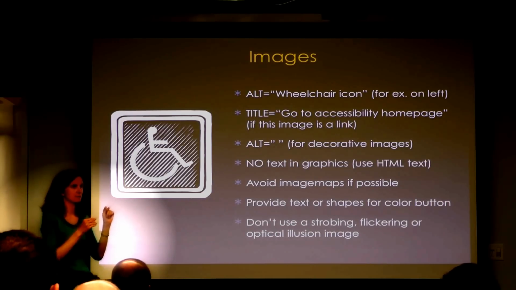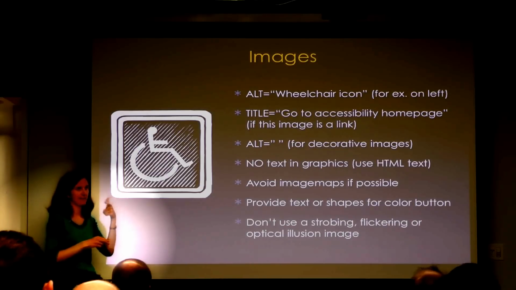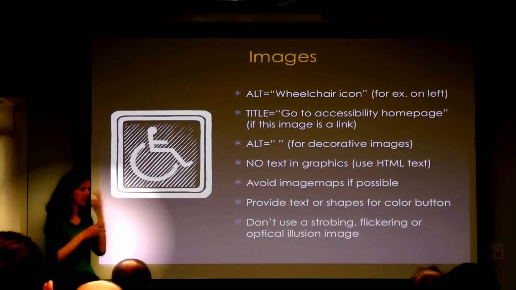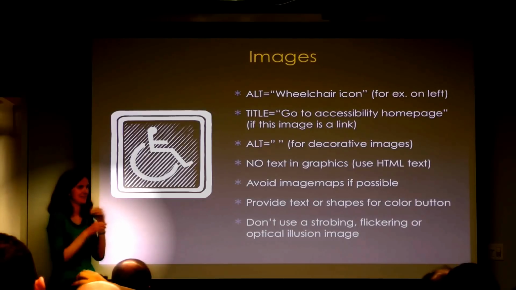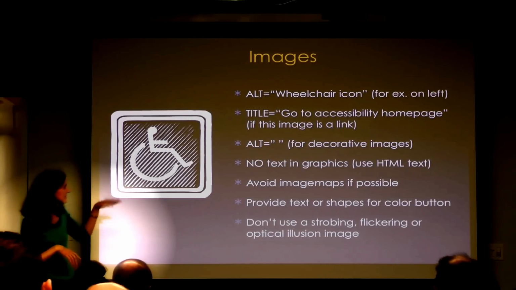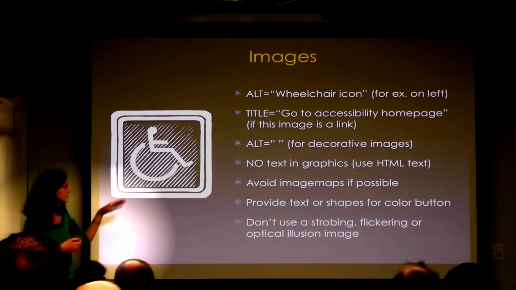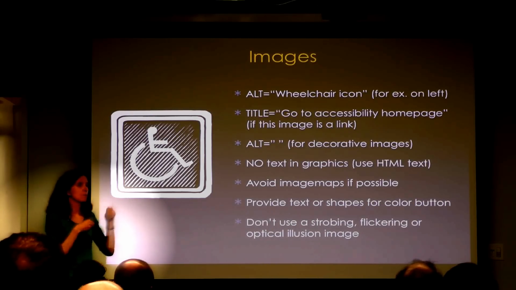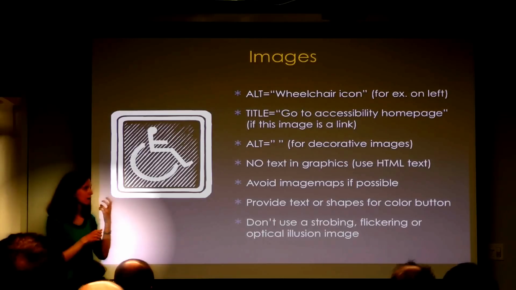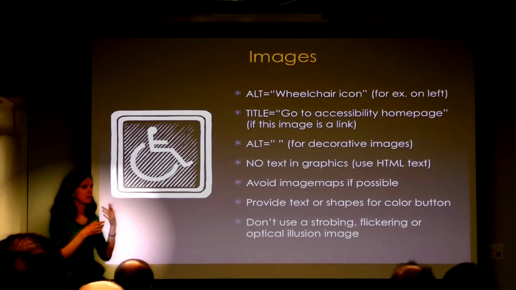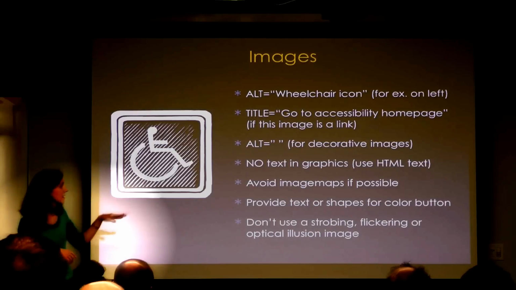And also no text in the graphics. It's best to use HTML for the text, because blind people won't be able to read the text inside of an image. You can avoid image maps if possible. That would be the best. Provide text or shapes for a color button, and I'll talk about color in a moment.